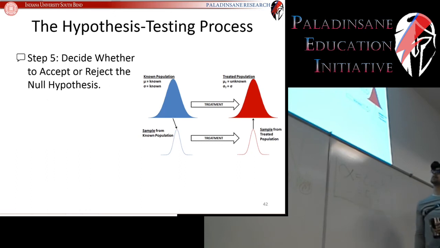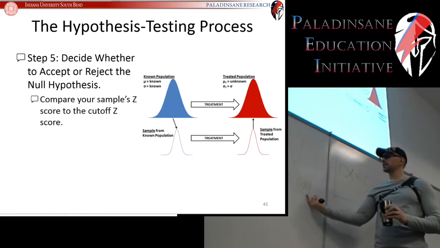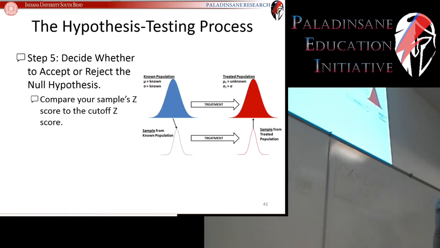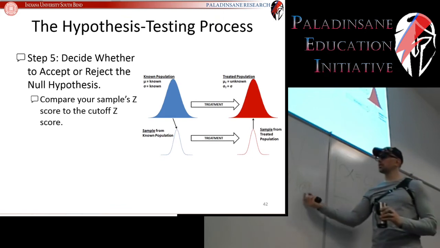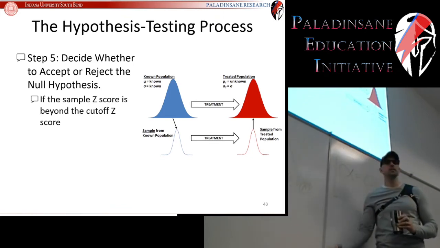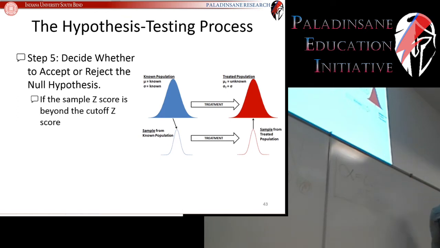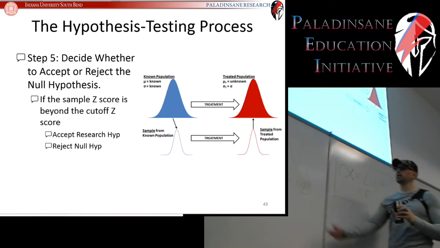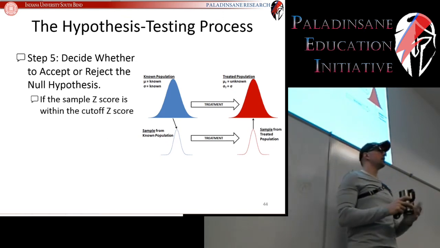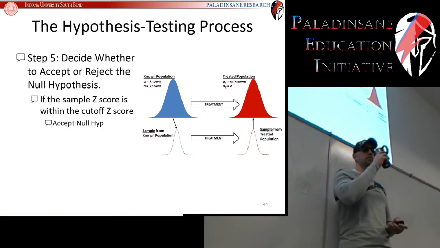reject the null hypothesis. We're going to find out where our sample is compared to our cutoff lines in the sand. And if your sample z-score, if your sample goes beyond your cutoff scores, beyond your line in the sand, then we say we're going to accept the research hypothesis and we're going to reject the null hypothesis. If, on the other hand, your sample is within the cutoff scores, then we do the opposite. We accept the null hypothesis and we reject the research hypothesis.